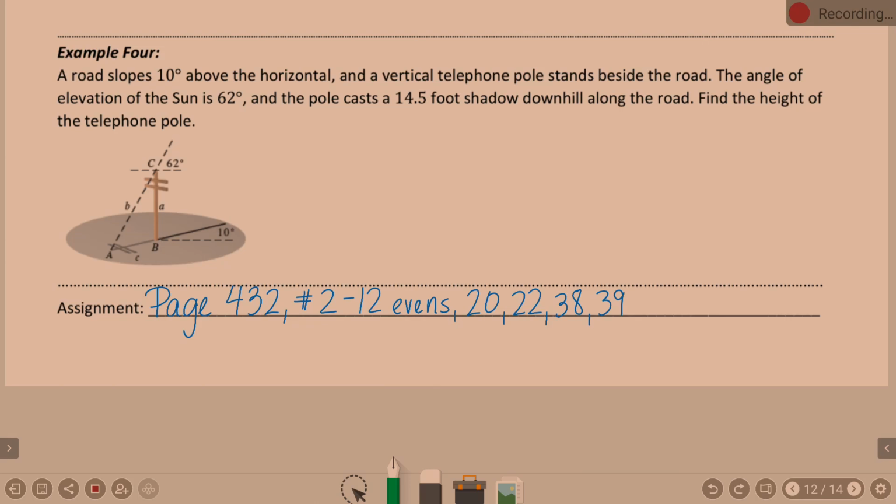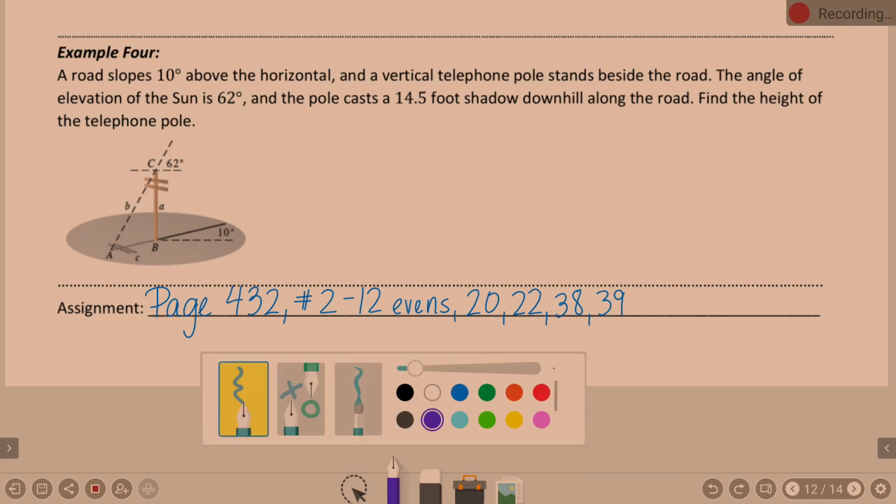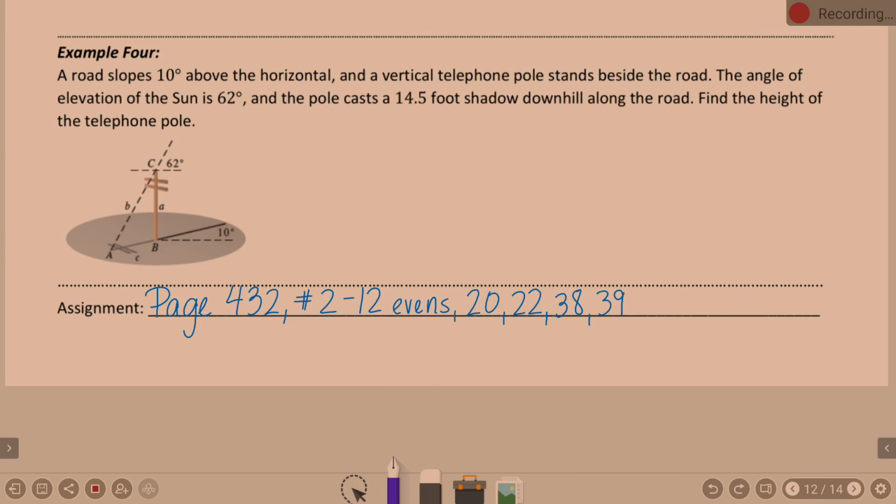Now, there's a reason there's a picture provided, because this one is a challenge without the picture. So the road slopes 10 degrees above the horizontal. You see the 10 degrees here, right? The road is that solid black line. You've got the vertical telephone pole. The angle of elevation of the sun is 62 degrees, so that's the sun shining down. They have the angle marked there, 62 degrees.